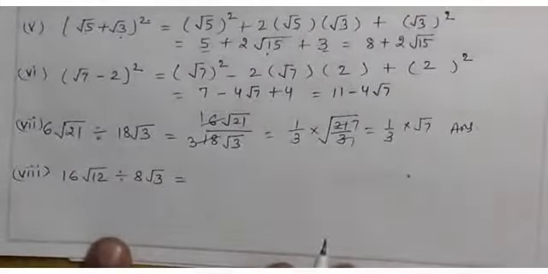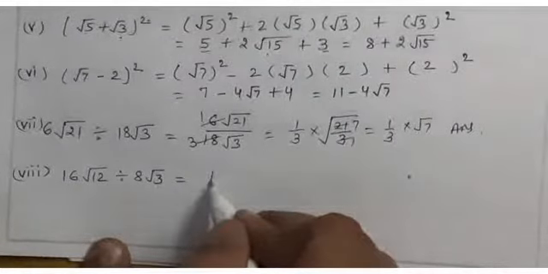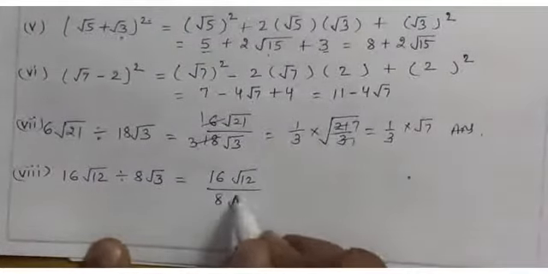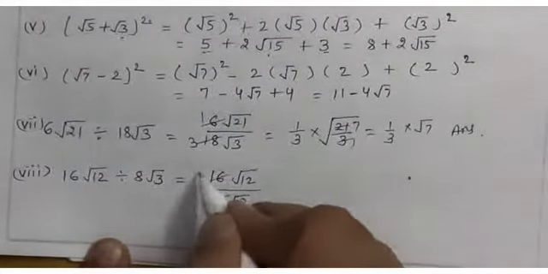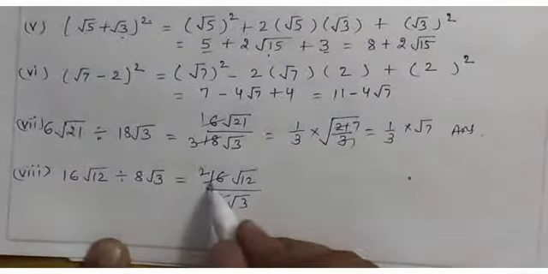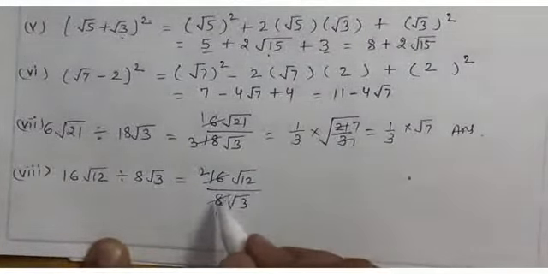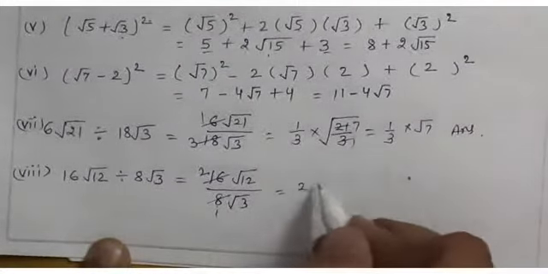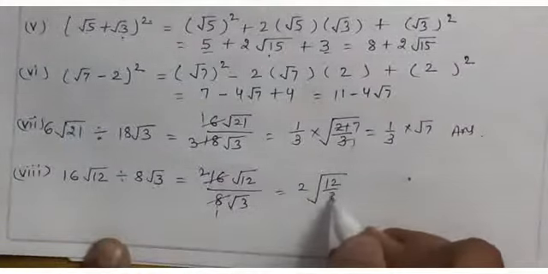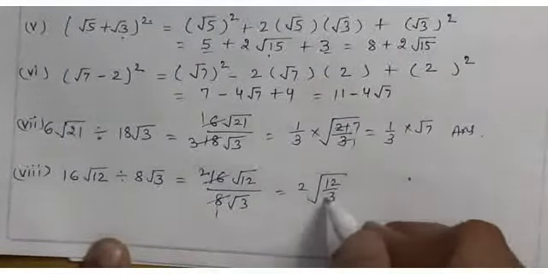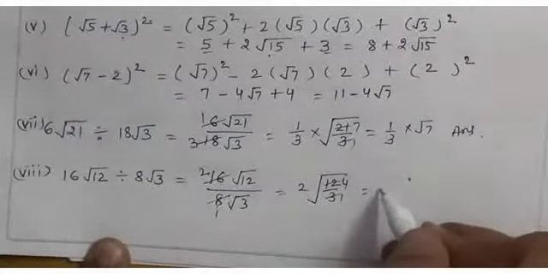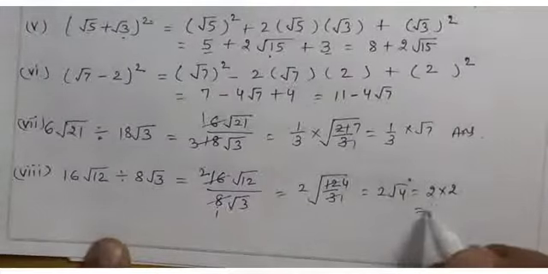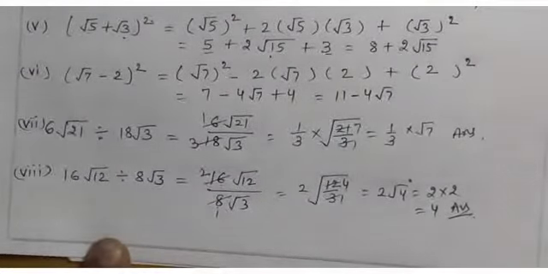The next similar question. 6 root 12 upon 8 root 3. 8 1s are 8, 8 2s are 16 root 12, no? 16 root 12 upon 8 root 3. 8 1s are 8, 8 2s are 16, 2. Then what to write? Under root, 12 upon 3. 3 1s are 3, 3 4s are 12. 2 under root 4. What can we write under root 4? Like 2 into 2. 4 is your answer.